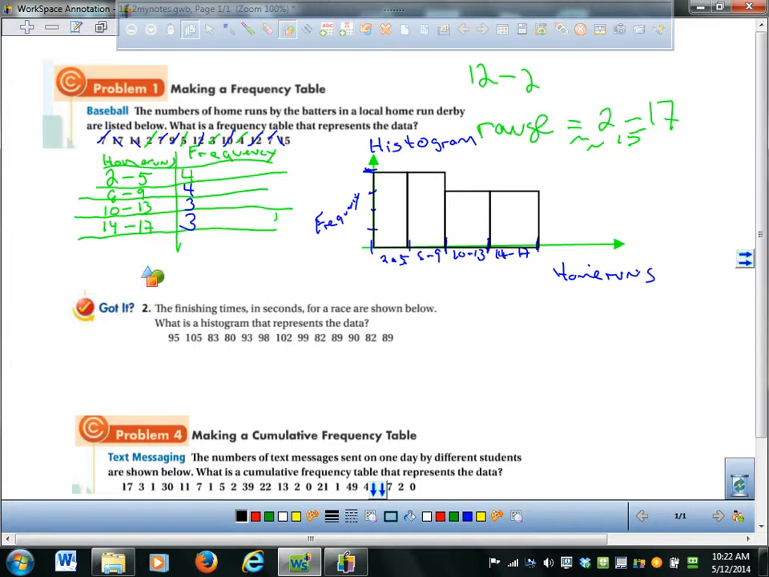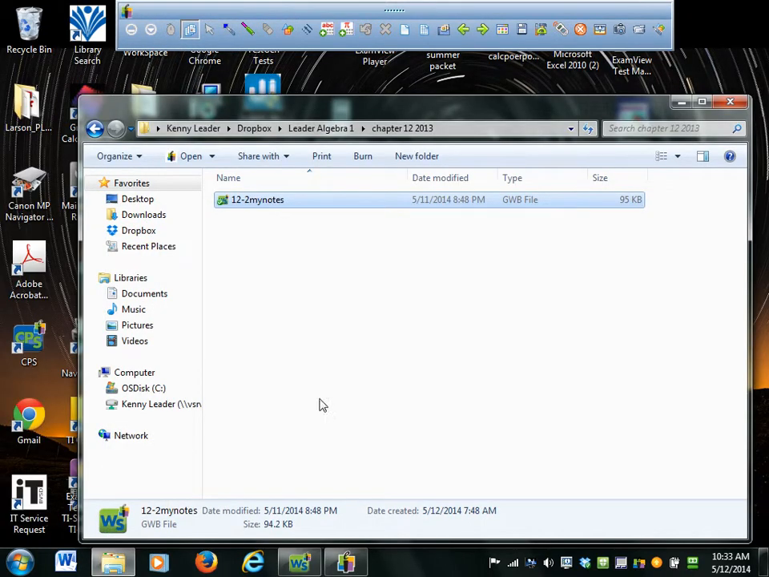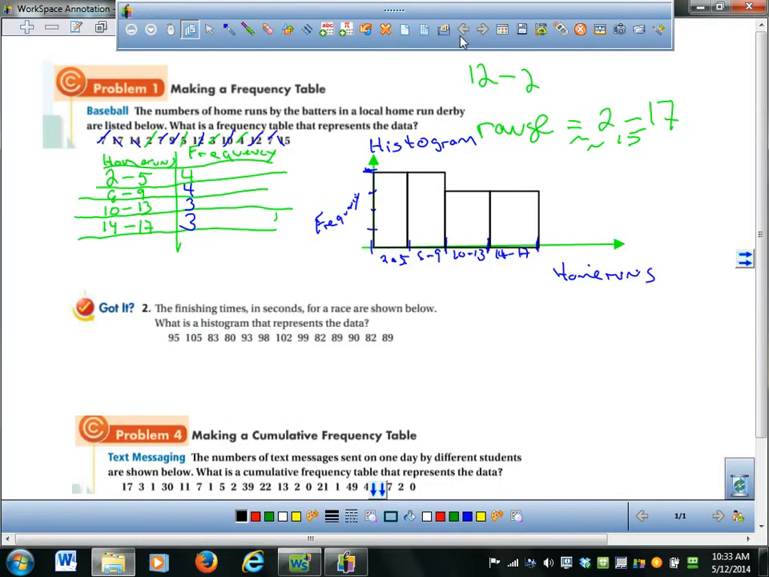What do you call that? Well, yeah, I don't know. We'll get to that. I forgot. Okay, so that's histogram. Should we try another one? Yes, got it. It says got it, and then it says let's try. Let's try this way.